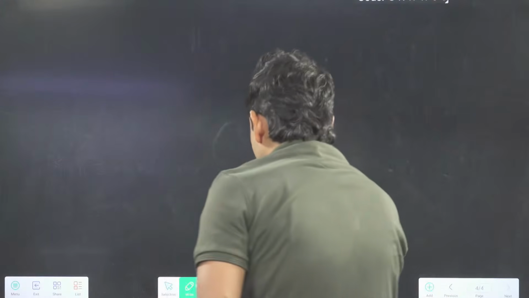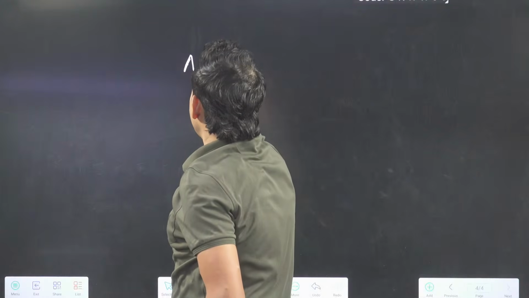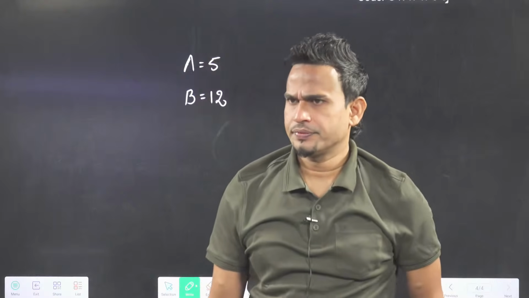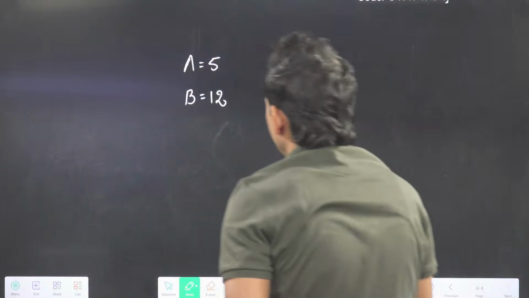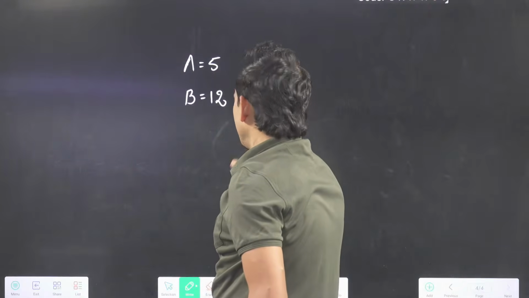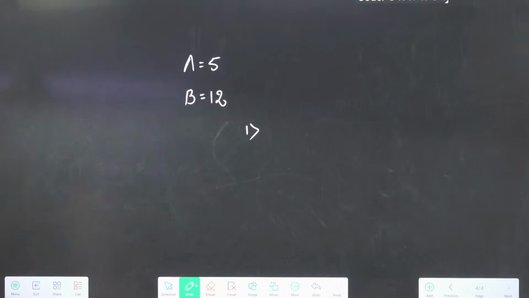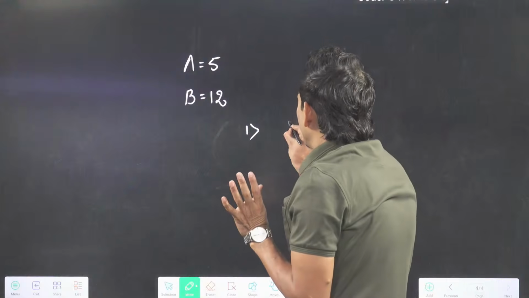Two vectors have magnitude of 5 and 12. Find the magnitude of their resultant if, first question, they are perpendicular.